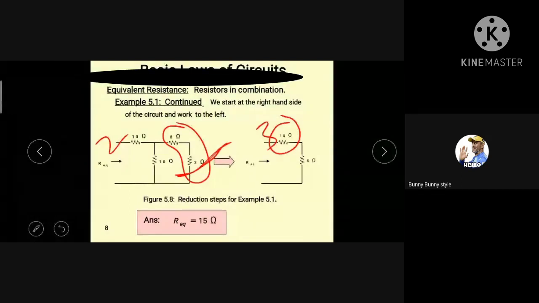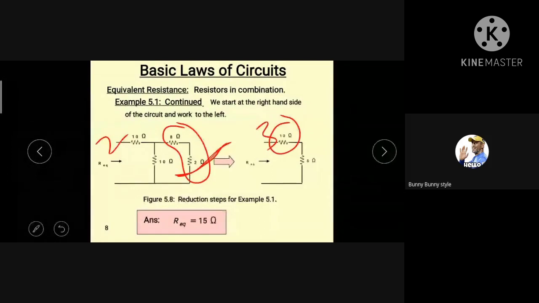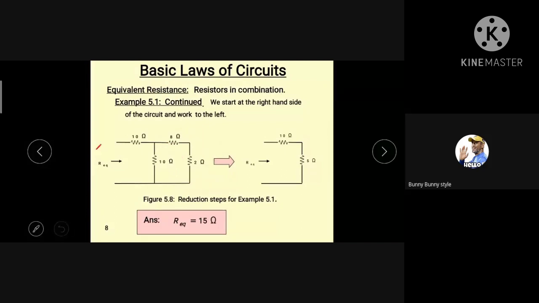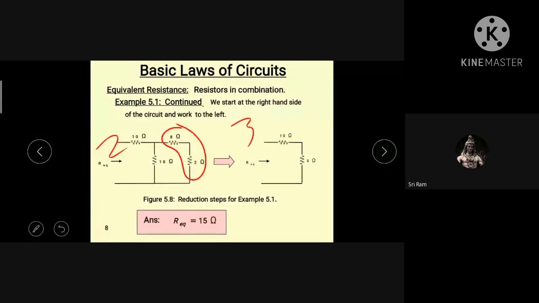Actually, one step is missing in between the second step and the third step. Can anyone guess? Parallel combination. Parallel 10 into 10 by 10 plus 10. 10 into 10 is 100, by 20. What is 100 by 20? 5 ohms. It's called 5.